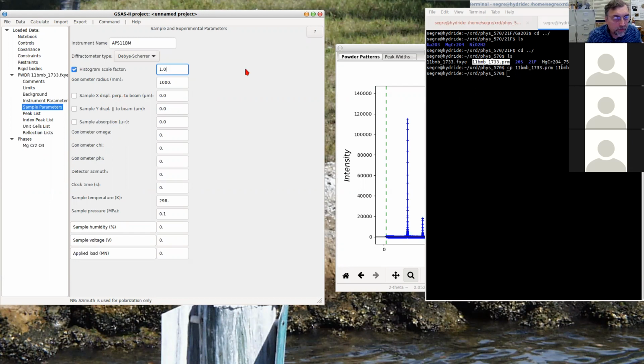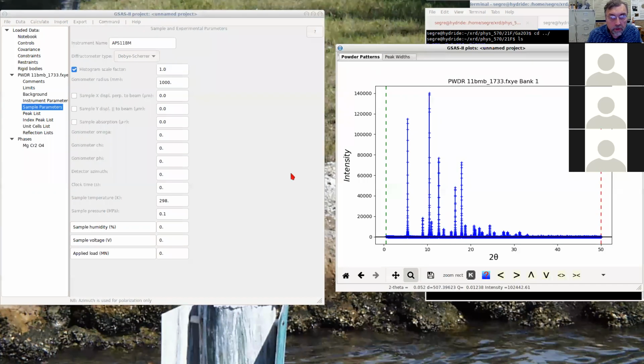So what do I refine first? Well, I always want to refine the background first. So that's the first step, is always the background. So the background's already being refined. I'm going to allow the histogram scale factor to vary. But if the peaks are not in the right place, it might be a little bit tricky. So let's see what happens and decide whether we have to adjust it.